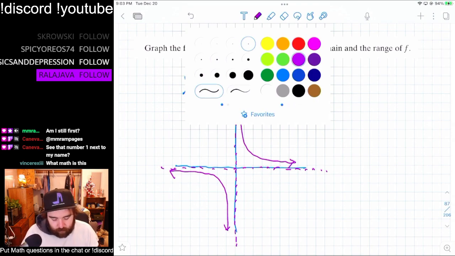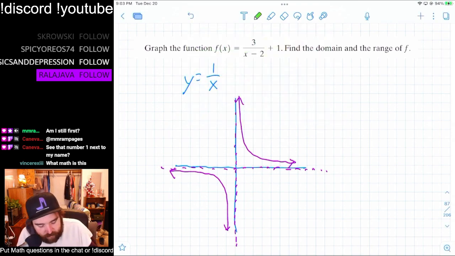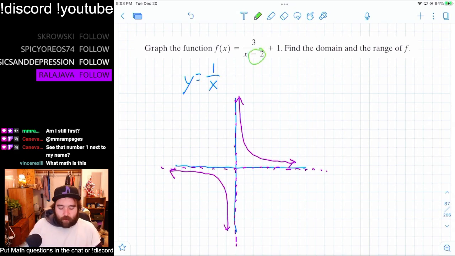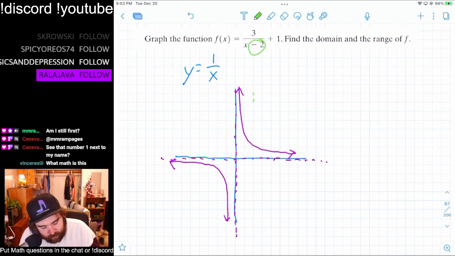So let's switch to green. What is this telling us? Well, we have x minus 2. It's counterintuitive, so 2 in the positive direction for the x values. You start with the asymptote, so we're going to move our asymptote 2 to the right. And then we have this plus 1. That affects the y value, so that's moving the other asymptote up 1.